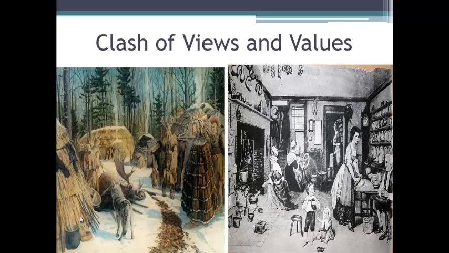All right, so now we're going to focus back on the Americas and clash of views and values. If you look here, there are two different types of societies. On the left, we have Native Americans, and on the right-hand side, we have European societies. And we notice a great difference in not only the living environment, but the clothing as well.